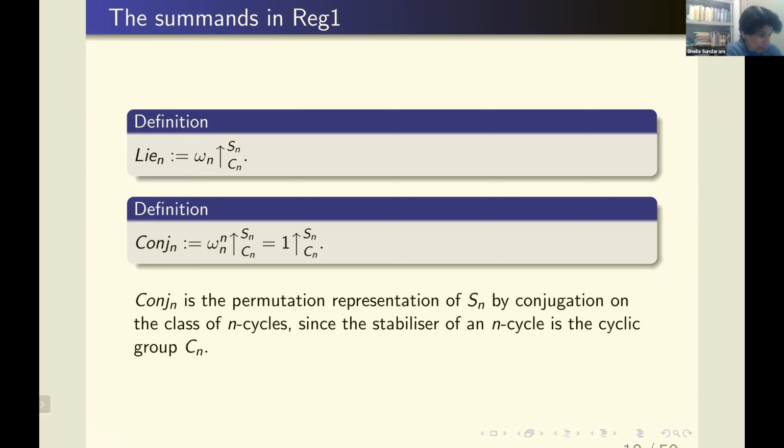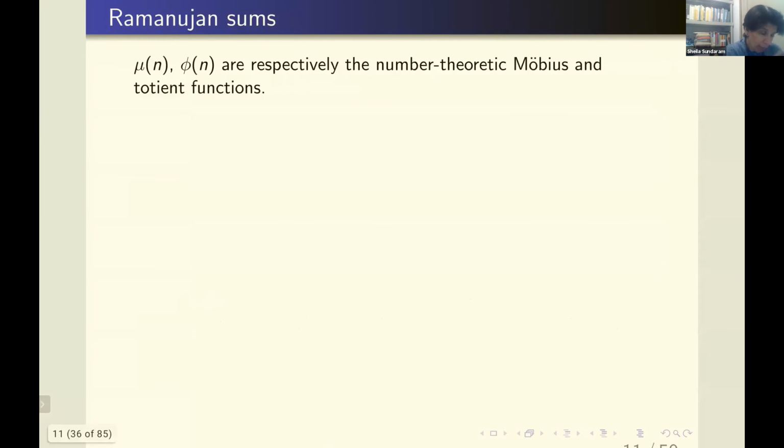They're both interesting. I am going to say more about the first one, but let me just point out the second one is just a permutation module. You're acting trivially on the n-cycles, so the stabilizer is the cyclic group. That means this is exactly the conjugation representation on the class of n-cycles. Right. Ramanujan sums. Sorry, are there any questions up to this point?